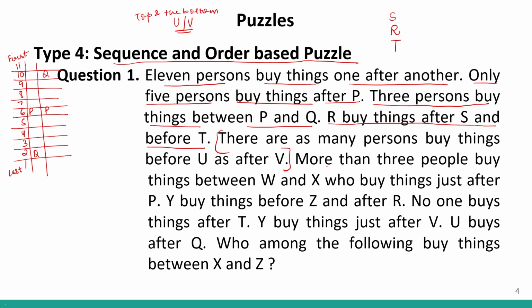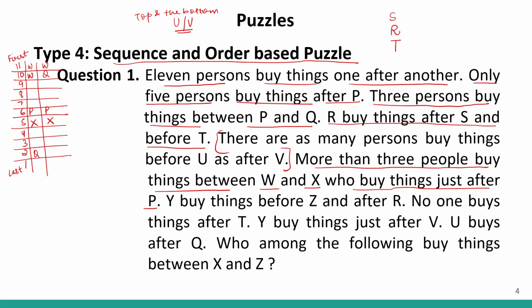Now, more than 3 people buy things between W and X, who buys things just after P. So it is given to us that X buys thing just after P. So X will come over here. More than 3 means at least 4. So 1, 2, 3, 4, I can have my W here. And in this possibility, I can have my W here. I can have my W here also.